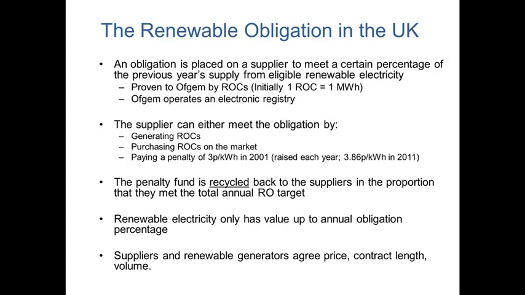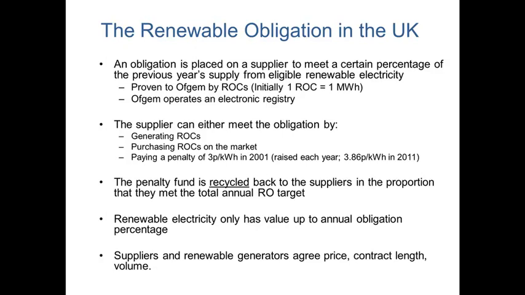In the UK, the obligation is placed on a supplier to meet a certain percentage of the previous year's supply from eligible renewable electricity. This has to be proven to Ofgem, the UK regulator, by ROCs. Initially, one ROC was equivalent to 1 megawatt hour of renewable. Ofgem operates an electronic registry.